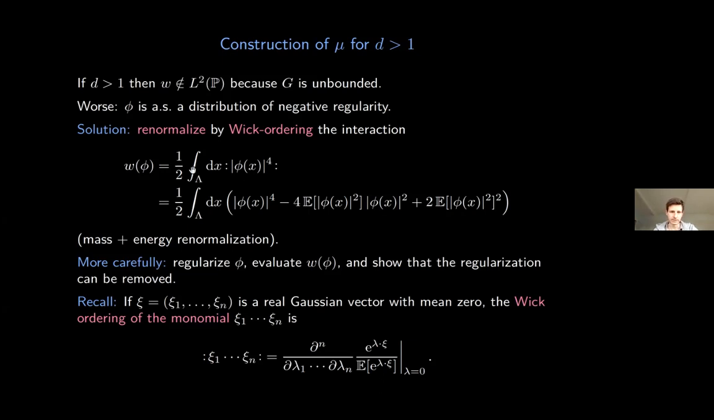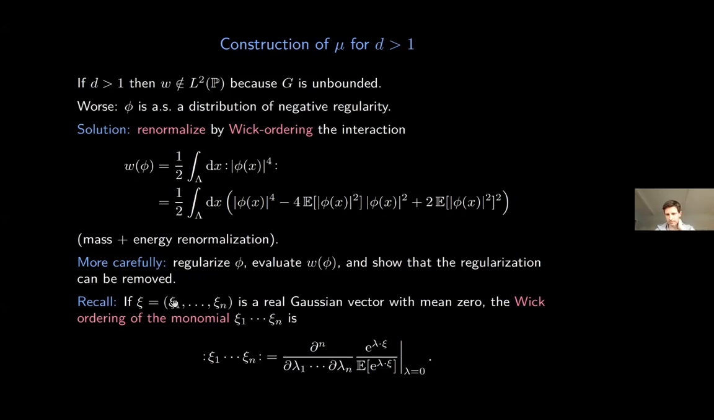And there's a simple systematic way of doing that, which is just to Wick order everything. This is my notation for Wick ordering. So this is a polynomial in this Gaussian field, and these two dots mean I Wick order it. And just to recall, if this is no longer fresh in your mind, this is the definition of Wick ordering. I think this is a nice way of summarizing it.